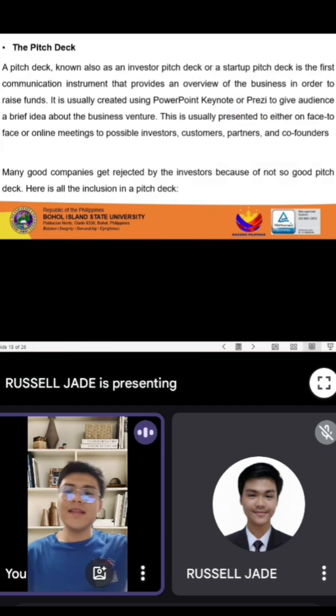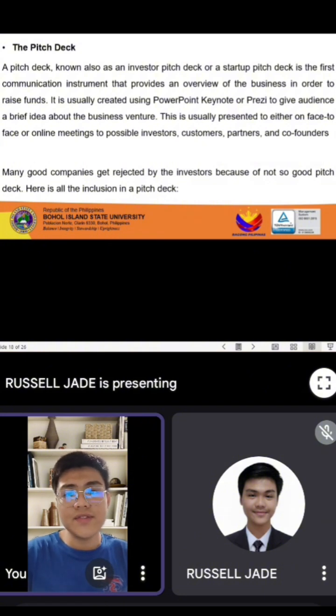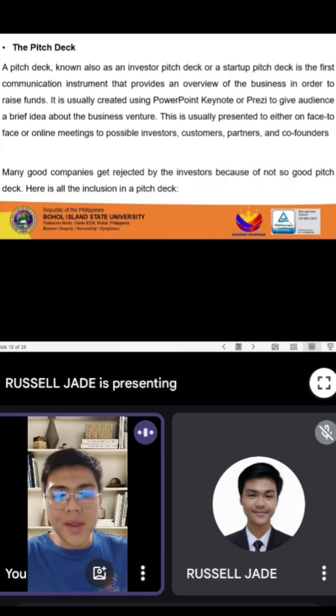Unlike the business model canvas, a pitch deck is a representative tool for the external audience, preparing to represent the business model and structure for better understanding. So preparing a pitch deck is essential. Many good companies get rejected by investors because of a not-so-good pitch deck.